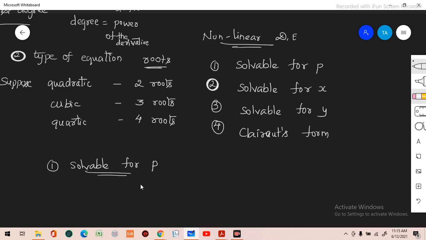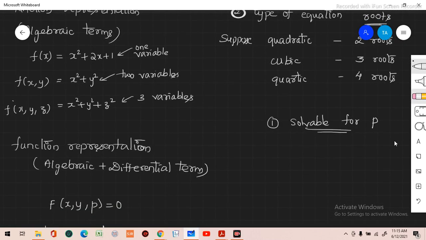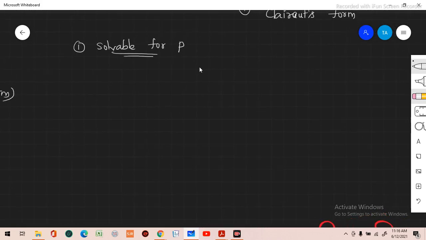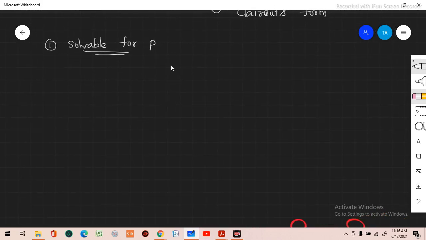So in all the cases you should remember that the function will be having how many variables, and what are those? Three variables. X, y, and p. What is our p there? p is dy by dx, as we have represented over here. Is it fine? So I'll tell you the method of solving this: solvable for p.